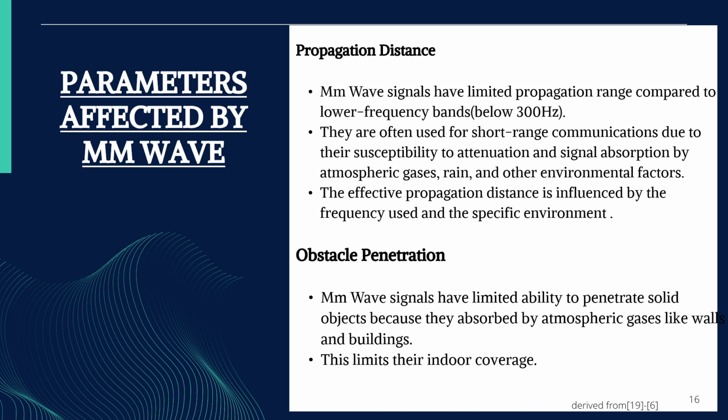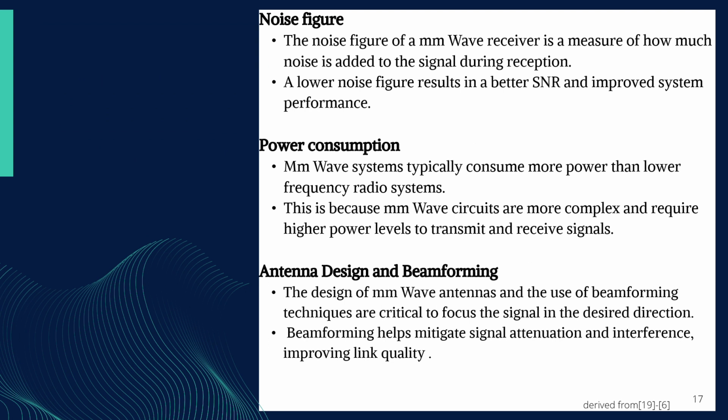Next one is obstacle penetration. Obstacle penetration means that millimeter wave signals have limited ability to penetrate solid objects like walls and buildings because they are absorbed. This limits their indoor coverage. So, due to the millimeter wave's short wavelength, it has less propagation and covers only short distances.